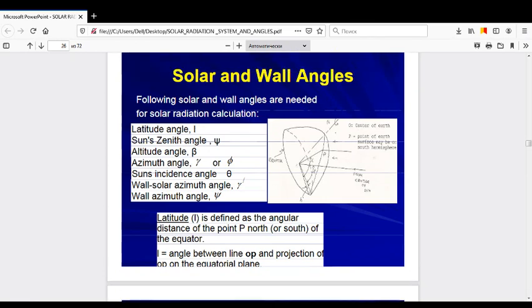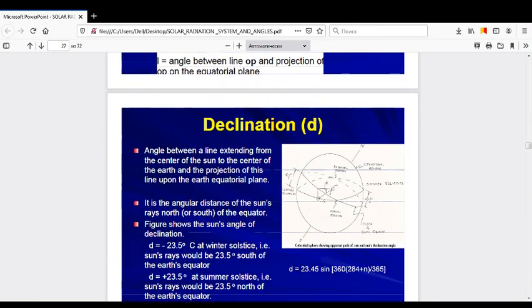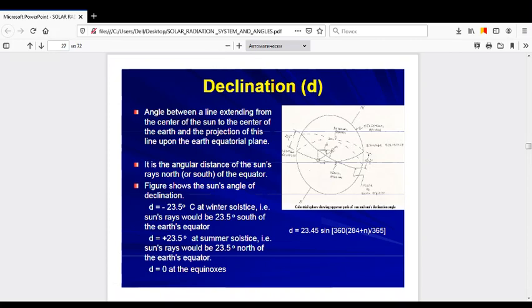The latitude is defined as the angular distance of the point P north or south of the equator, where l is equal to the angle between the line OP and its projection on the equatorial plane. Declination D is the angle between a line extended from the center of the sun to the center of the Earth and the projection of this line upon the equatorial plane. In the figure we can see the center line of the Earth and the projection of the line upon the Earth's equator line, which is called the declination D. It is the angular distance of the sun's rays north of the equator. The figure shows that the sun's declination angle D is equal to minus 23.5 degrees.